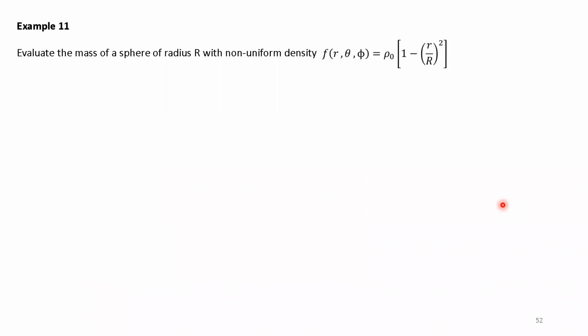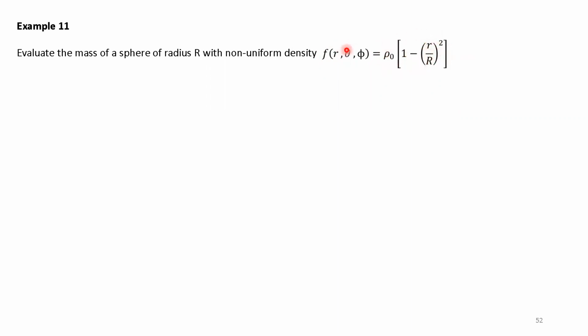So here is an example. Suppose I have a sphere of radius r, and this is the density profile of the sphere. You can see that at r equals 0, the density is the highest, and as you go to the outer part of the sphere, the density gets smaller and smaller.